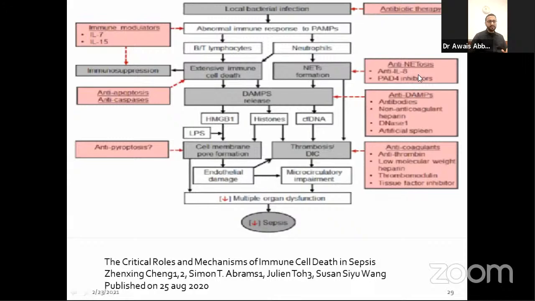There are anti-NET therapies like anti-interleukin 8. We have anti-DNA therapies like antibodies and non-anticoagulants like heparin and DNase. We have anticoagulation therapy, antithrombin, and low molecular weight heparin. We have immune modulators in the form of interleukin 7 and interleukin 15. We have anti-apoptosis therapies, anti-caspase therapies. These are the interventions or modalities that we can indulge in for a patient who is at risk of going into microangiopathy and subsequently multi-organ failure.